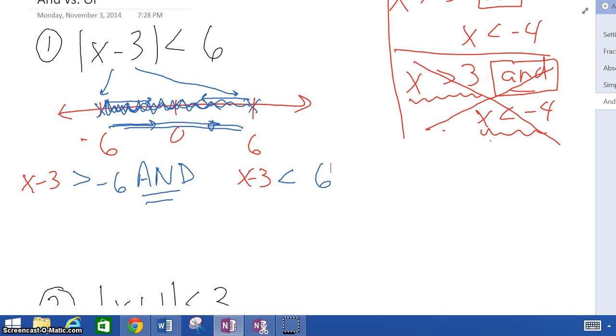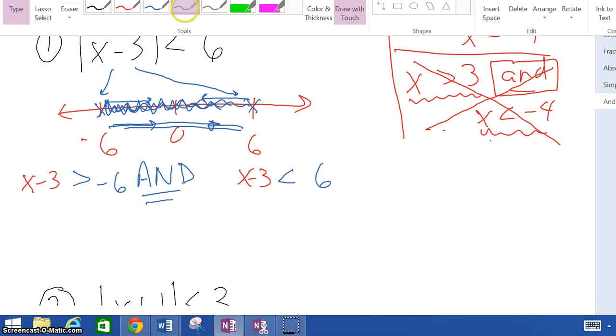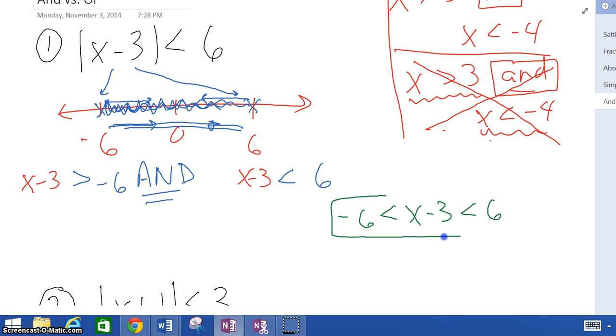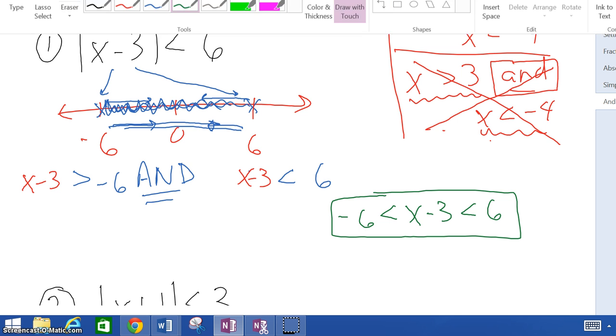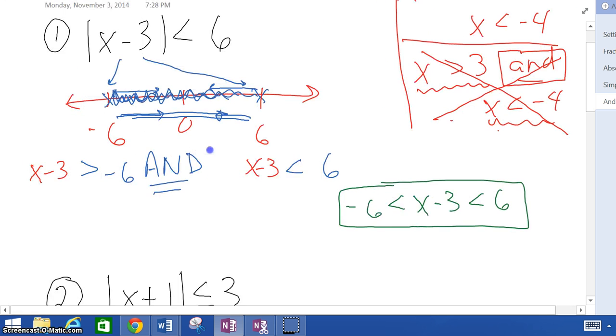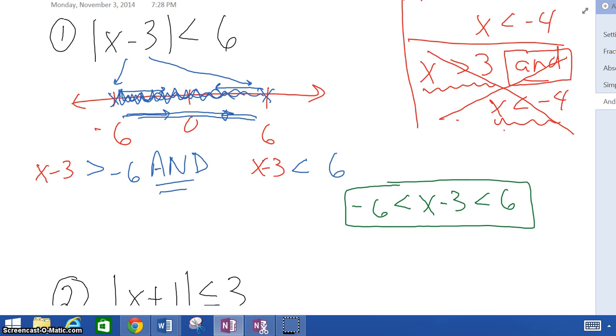Remember, these and situations can also be written as one inequality. It's only the ands that get to be one inequality. Okay, obviously that's not solved, right? I would actually have to add the 3 to both sides in order to solve this. But I just want to focus on whether something is an and or whether something is an or.